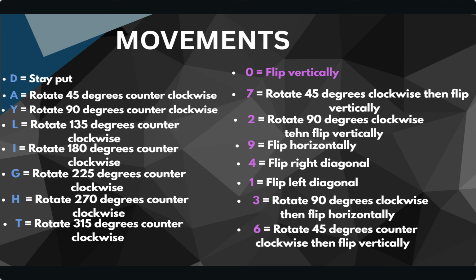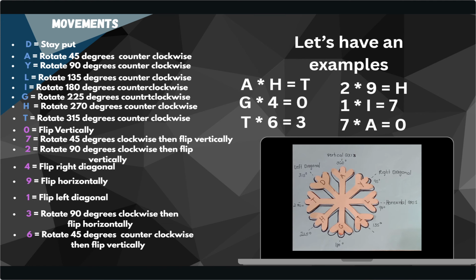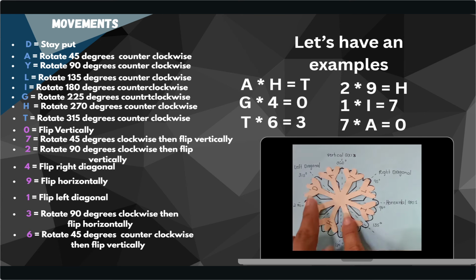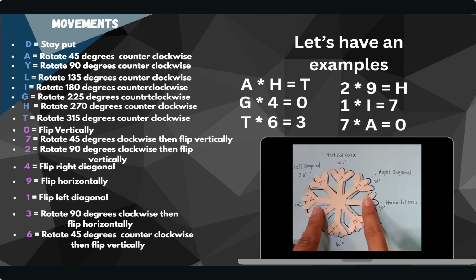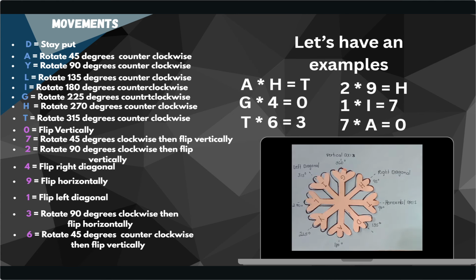And here's the movement of our model from front to back. Let's have an example: A star H is equal to T. So A and the movement of H, which is rotate 270 degrees counterclockwise, and we come up with the letter T.